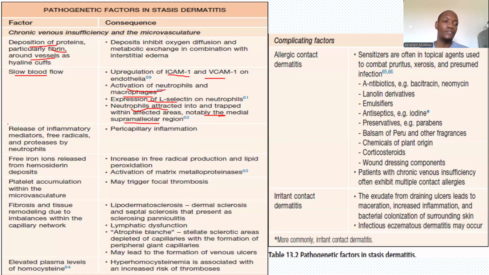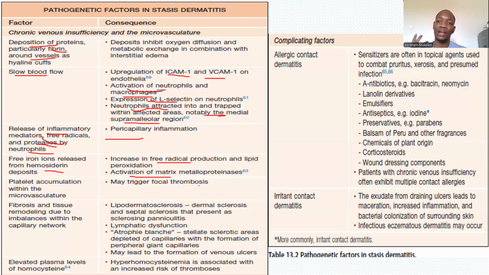Then eventually we can have release of inflammatory mediators and free radicals as well as proteases by the neutrophils, and this usually gives you the pericapillary inflammation, inflammation around the capillary network, or even the venules. Then you can have free iron, which is released from the hemostatic deposits, and this iron will increase iron-free radical production and lipid peroxidation, and this can also activate the matrix metalloproteinases, which will come in and break down the collagen and the rest.